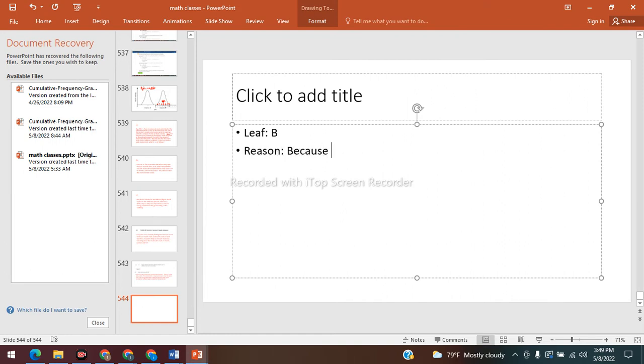So, okay. Because, Lord knows we don't start sentences with because. The reason this leaf is chosen.